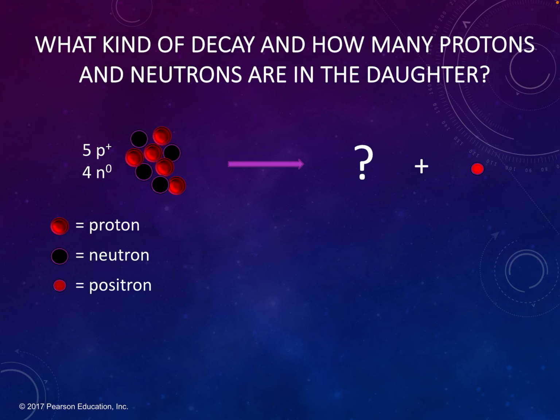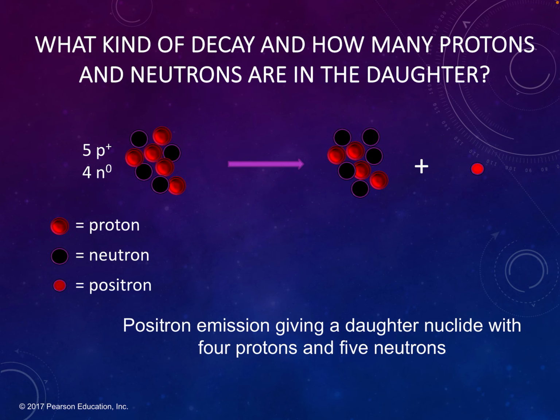And then lastly, we're starting with 5 protons and 4 neutrons. So now, instead of losing an electron like in the last one, we are losing a positron. Okay, and remember, positrons are going to be the opposite of our electrons. So when we lose a positron, instead of having 5 protons and 4 neutrons, now we're going to have 4 protons and 5 neutrons. Because remember, in a positron emission, we are going to take one of our protons and it will get turned into a neutron.